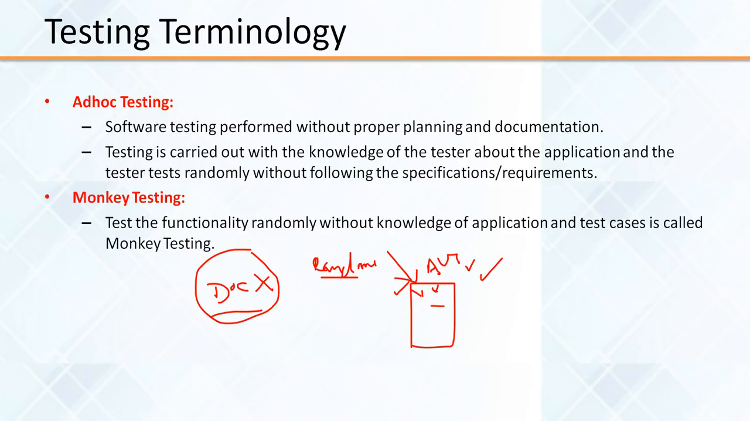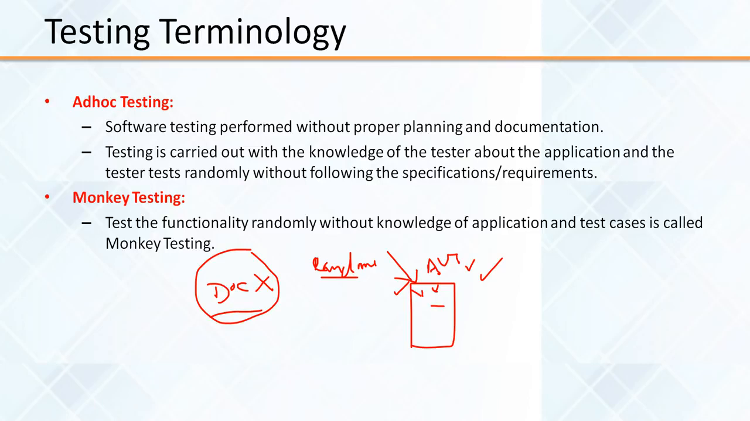So randomly testing the functionality. There is no test case, there is no proper order, there is no particular time, nothing will be there. Just open the application and randomly test all the functionalities. So that is all about ad hoc testing. And monkey testing is also exactly the same, but with a small difference.